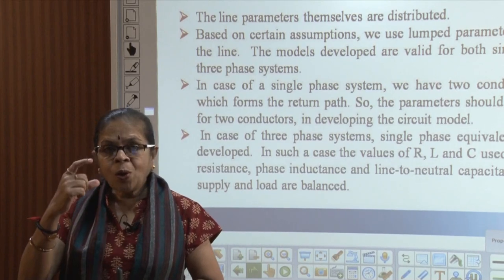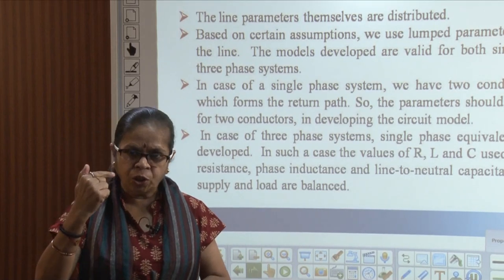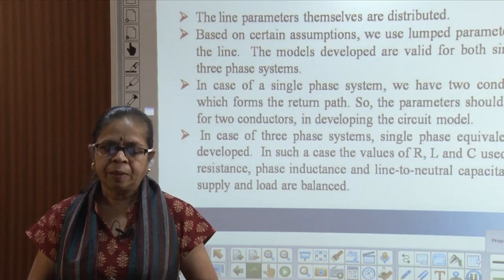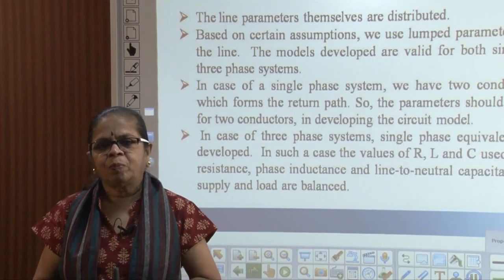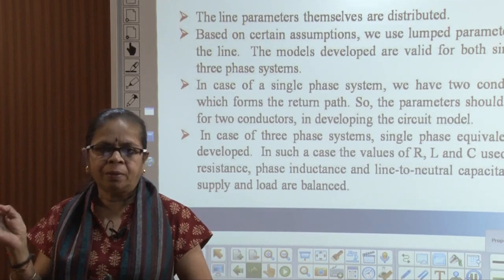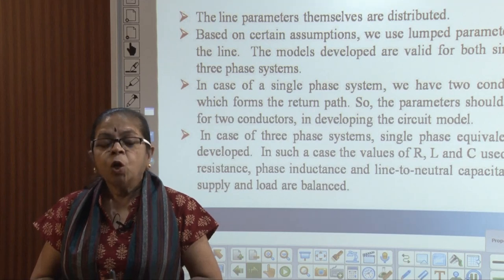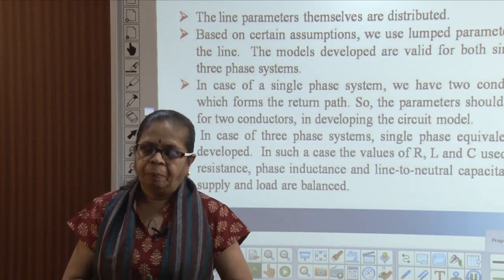Therefore, the voltage you take will be the line to neutral voltage. And the current will be the phase current. So since the systems are generally in star, the phase current and line current will be the same. Okay? So remember one thing.